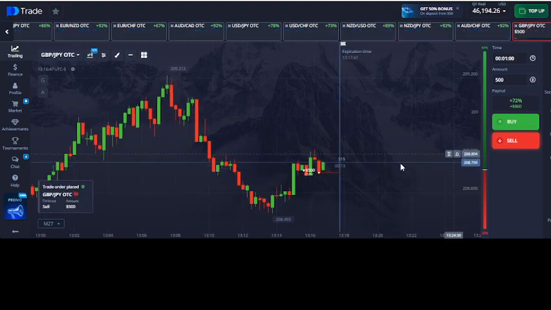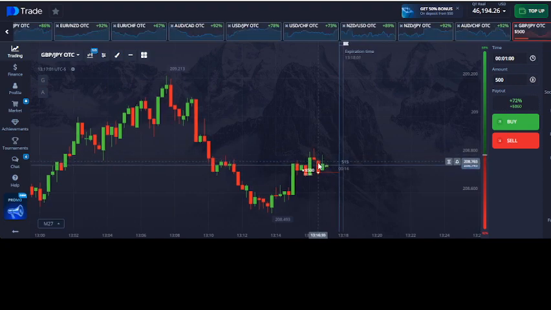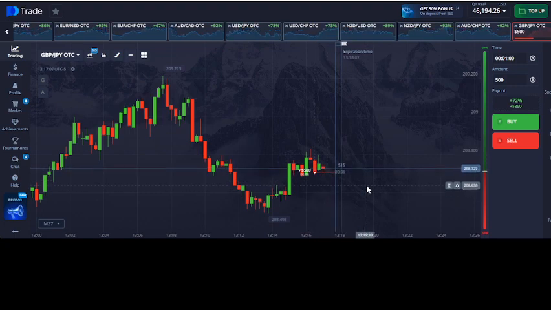All right, I took a sell trade here. I took the sell trade based on this gap forming here between this candle, this red candle, and this candle here. So I took a put trade or a sell trade. So let's monitor this trade.